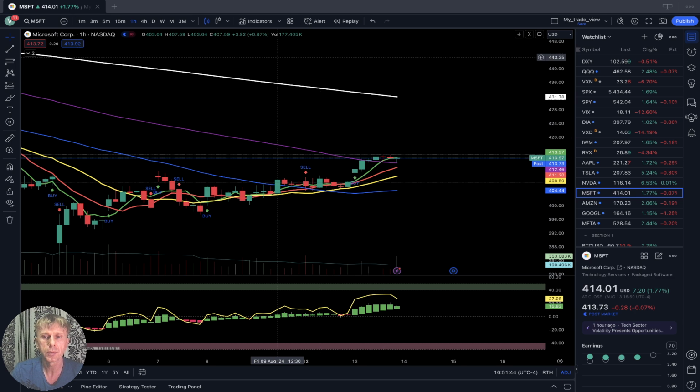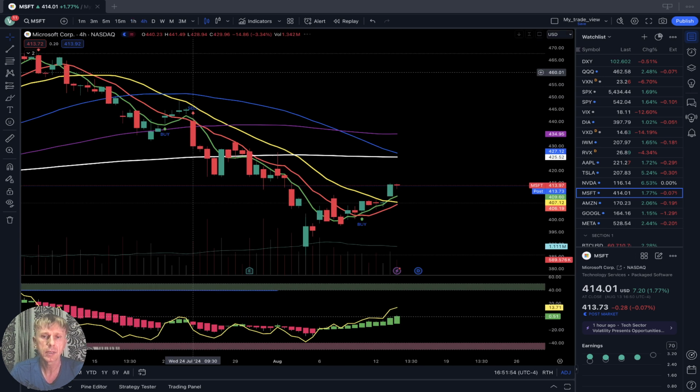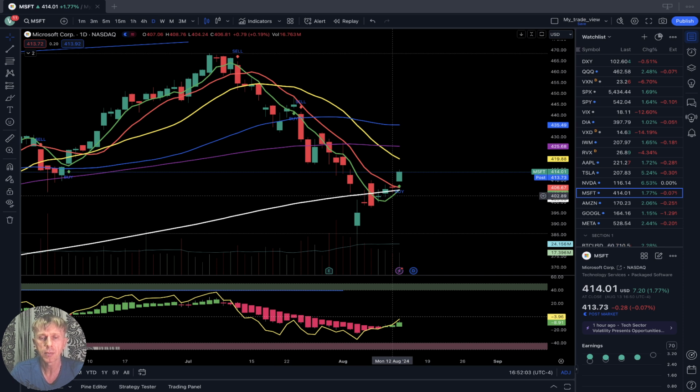Microsoft 1.77 positive today. 1 hour time frame, bullish crossover, bullish trend. 4 hours time frame, also bullish crossover and bullish trend, last bar above SMA 20. And daily did an SMA 5 bullish crossover over red, moved from below SMA 200 to above SMA 200. It is positive, but still below SMA 20. SMA 20 could be strong resistance.